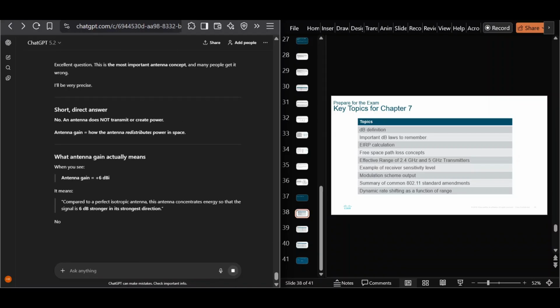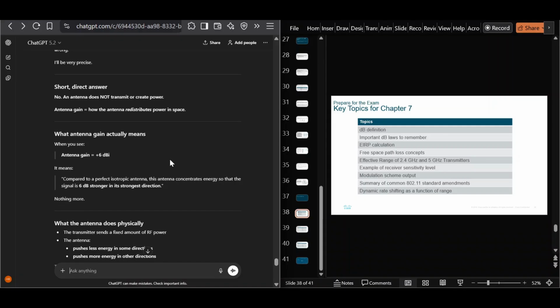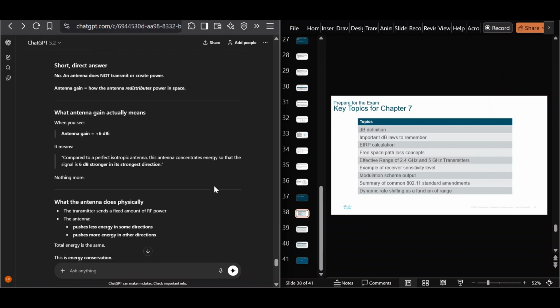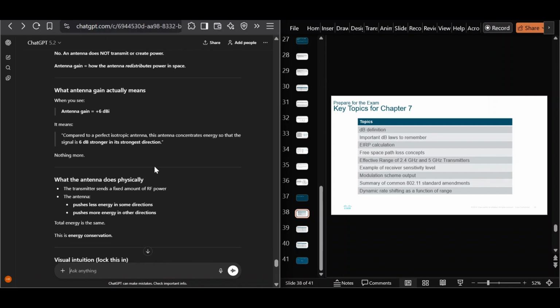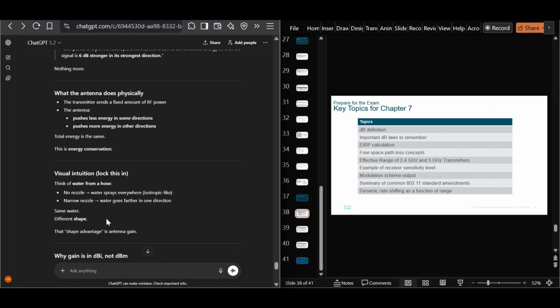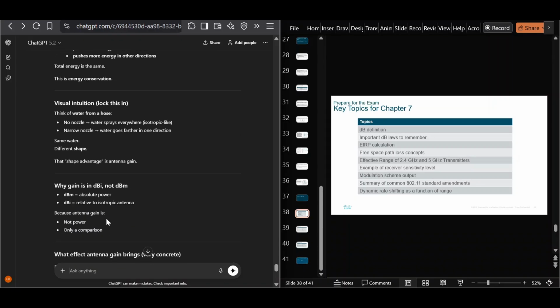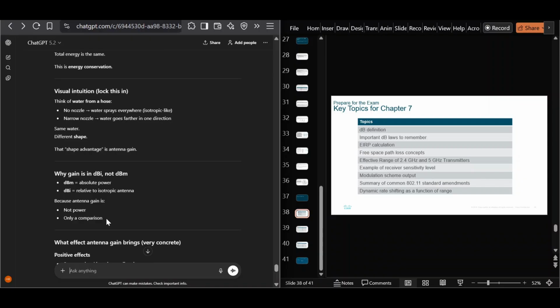Antenna gain is how an antenna redistributes power in space. When you compare antenna gain to a perfect isotropic antenna, the antenna concentrates energy, so the signal is, say, 6 dB stronger in that direction. The total power is a fixed amount. It pushes less in some directions and more in another, like a nozzle on water, compared to the isotropic shape. That is why gain is in dBi, not dBm.